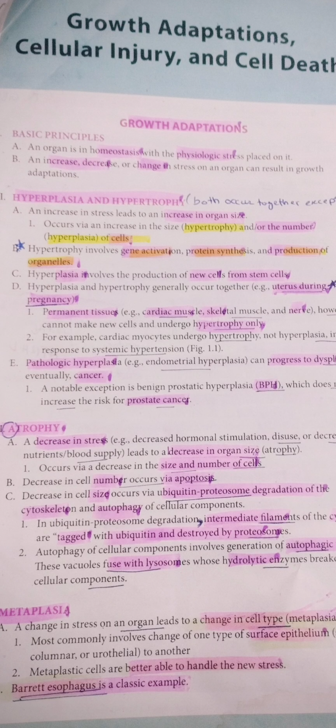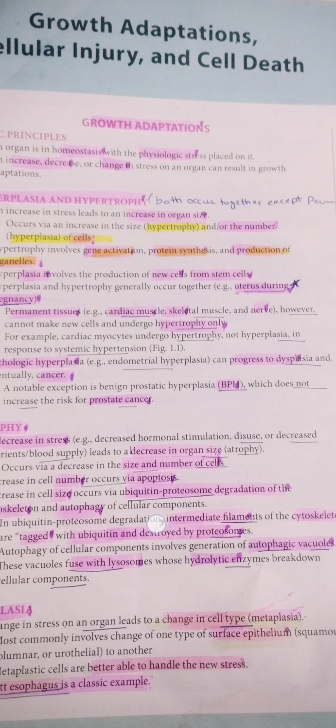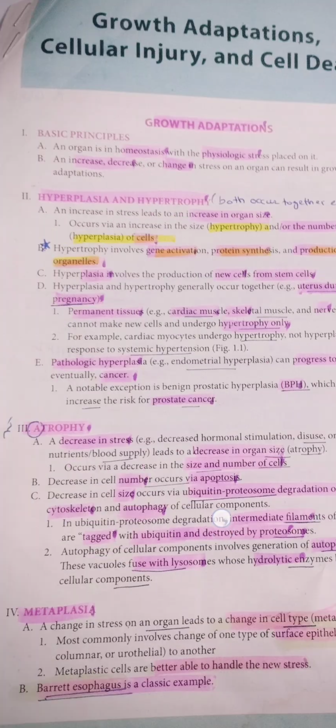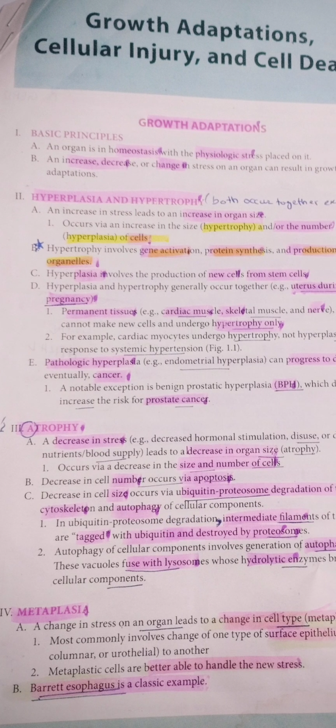The number of cells decreases by the process of apoptosis, while the size decreases because of ubiquitin-proteasome degradation of the cytoskeleton, and can also be because of autophagy. How does ubiquitin-proteasome degradation work? First of all, intermediate filaments of the cytoskeleton are tagged with the ubiquitin protein. This tagged protein is then attacked by proteasomes that degrade it, which results in a decrease in the number and size of cells.